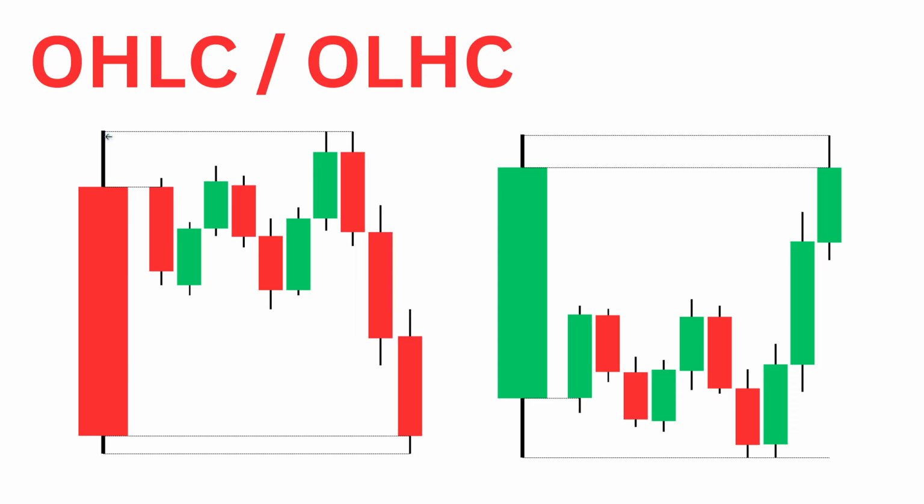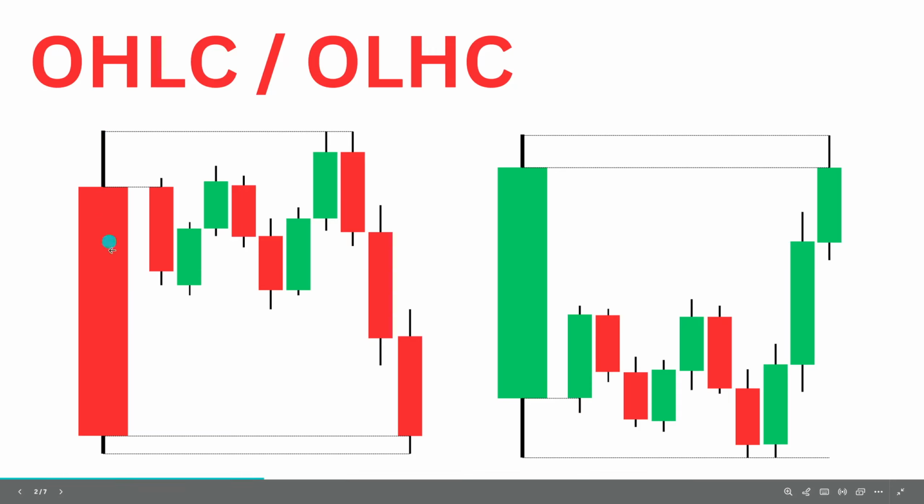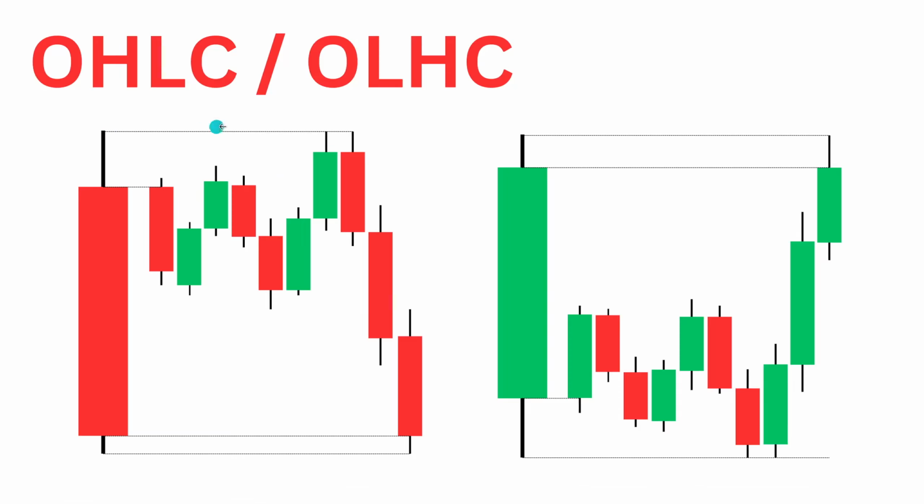Every single candle that prints has an open, it has a low, it has a high, and it has a close, or the opposite. So open, low, high, close. And this is always going to replicate a certain pattern within the lower time frames.